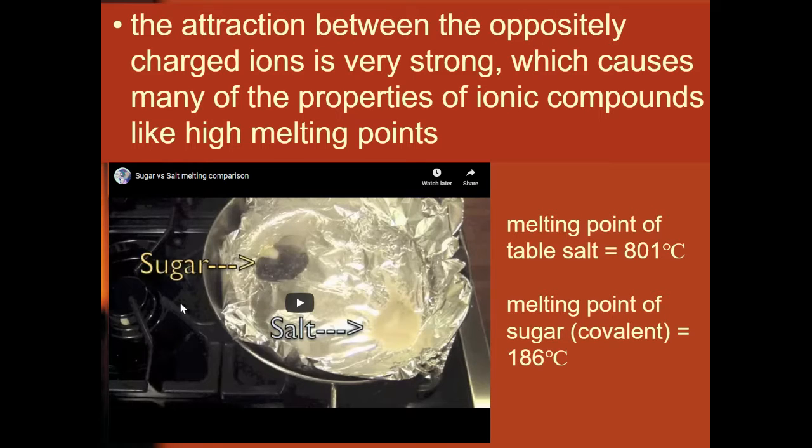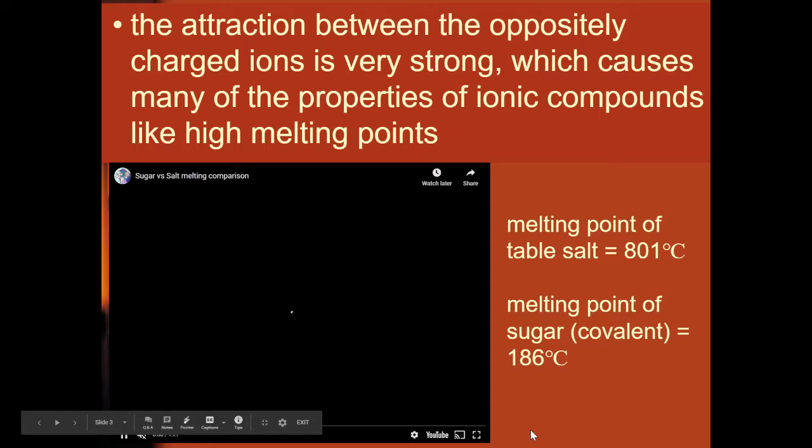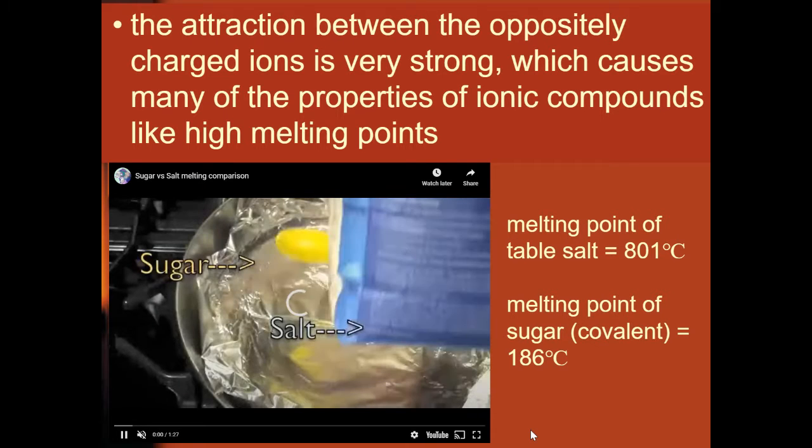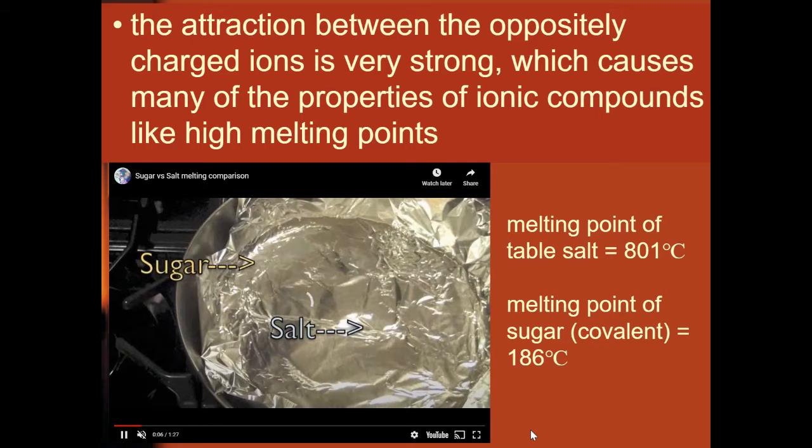And so we can see here, and I'll show a little video, that the melting point of salt and the melting point of sugar are very different. Sugar is a covalent compound. Salt, again, NaCl, is an ionic compound. And so you'll see here they put just a little bit into the pan. Hopefully we'll see that here in a second.